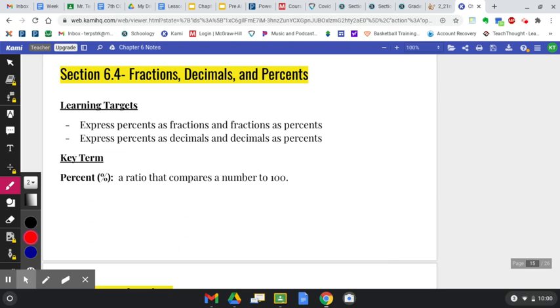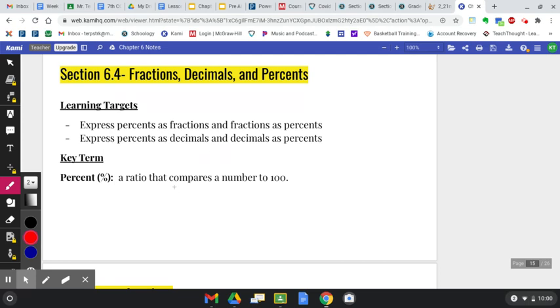All right, getting into section 6.4, which is fractions, decimals, and percents. It's just three different ways to represent a number. So our learning targets today are being able to express percents as fractions and fractions as percents, so both ways, and express percents as decimals and decimals as percents. We've already looked at fractions to decimals and decimals to fractions. So this is just an extension of that.